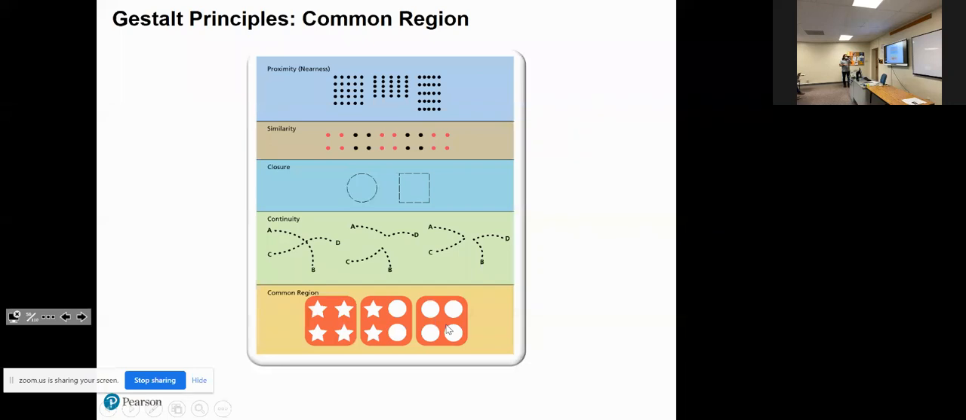So common region. I didn't have a clever little slide here, but common region is just the grouping of different symbols, different figures that might have meaning for us. And again, here's contiguity. This is a better description. So instead of going from A to B and C to D, perhaps A to D could have occurred, C to B has occurred, but we automatically assume that A goes to B and C goes to D. Okay. And again, another example of closure.